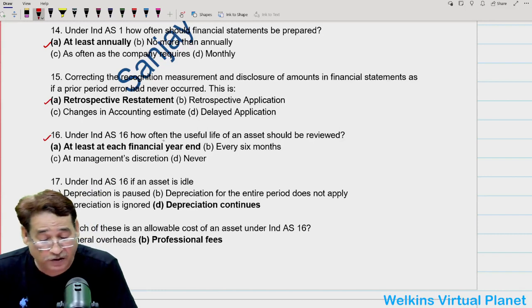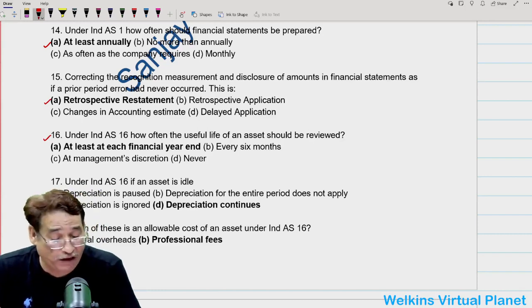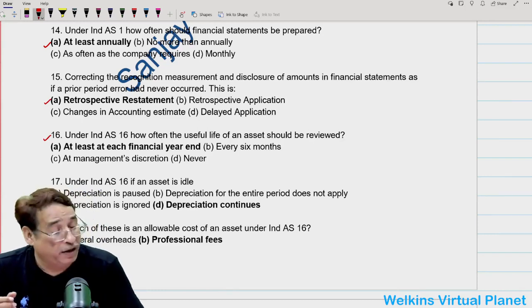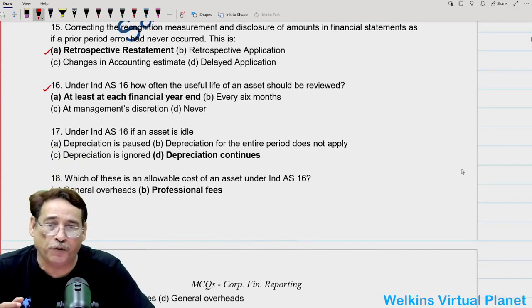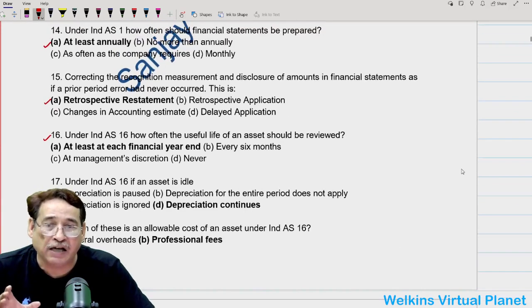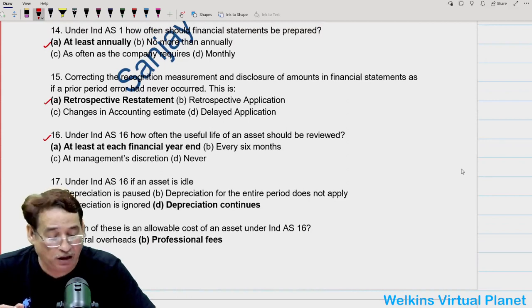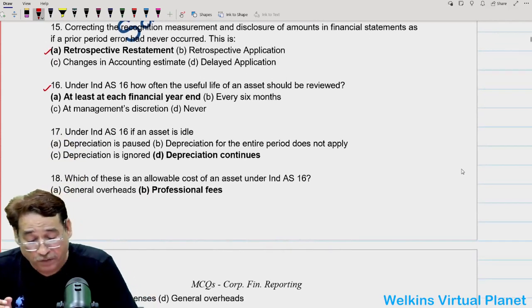Under Ind AS 16, how often should the useful life of an asset be reviewed? Correct. Under the revaluation topic of Ind AS 16, related to property, plant and equipment, we had seen that at least each financial year end, we need to review the life of an asset.